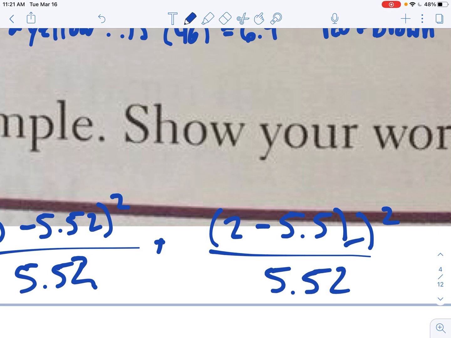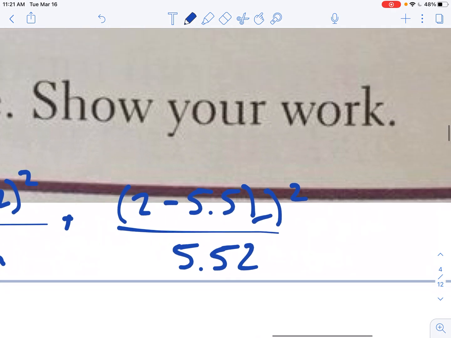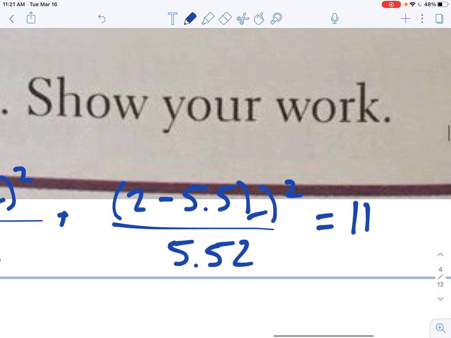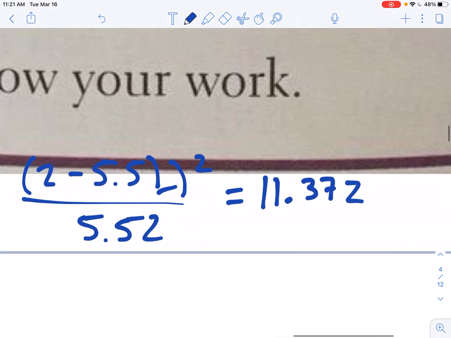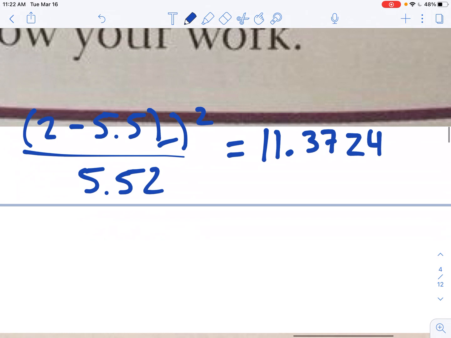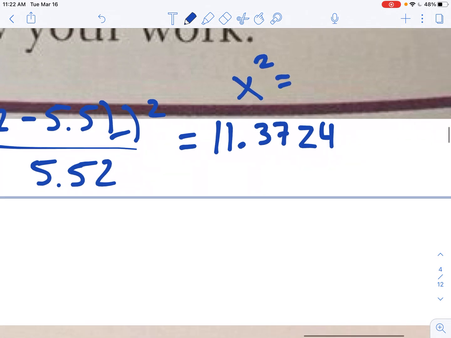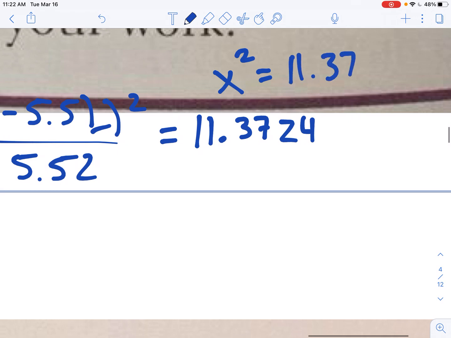When we go through here, you plug this in on your calculator, and you find that your chi-square statistic is 11.3724. Now this is what the chi-square is. So we say chi squared, which looks like x squared, is equal to 11.3724.